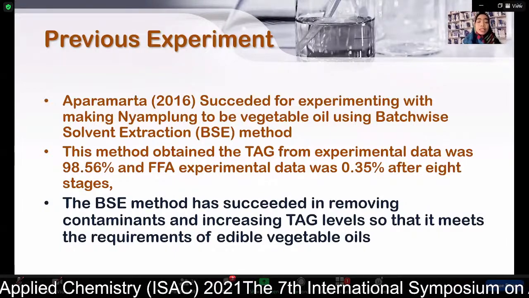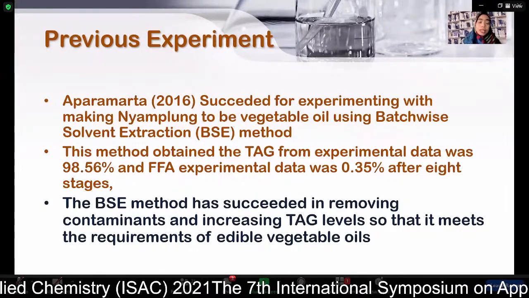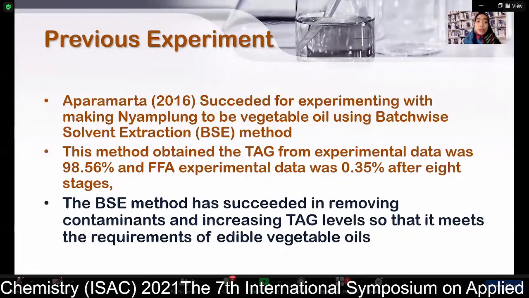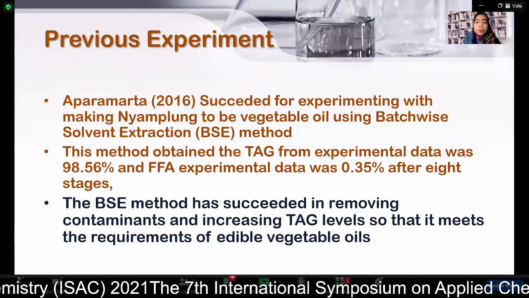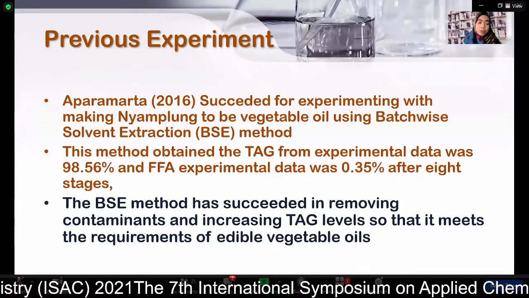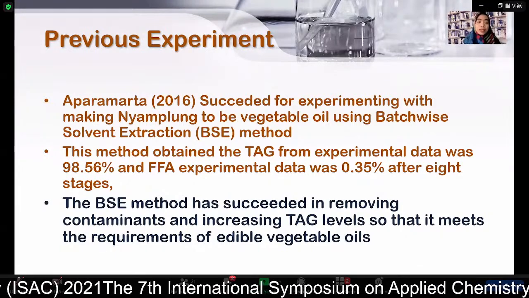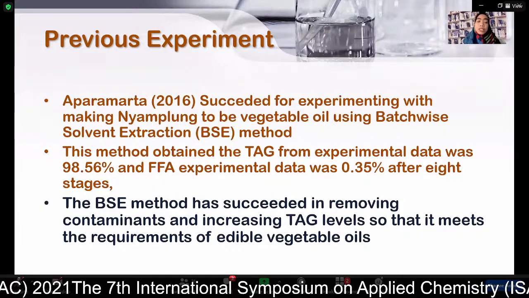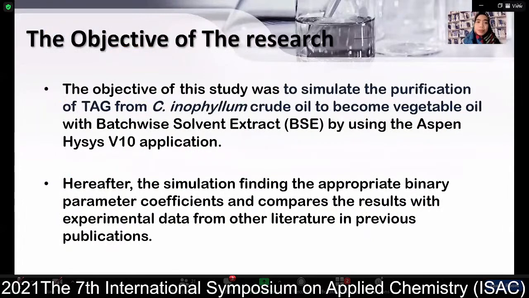This method obtained TAG from experimental data of 98.56% and FFA from experimental data of 0.35% after 8 stages. The BSE method has succeeded in removing contaminants and increasing the TAG level so that it meets the requirement of edible vegetable oil.